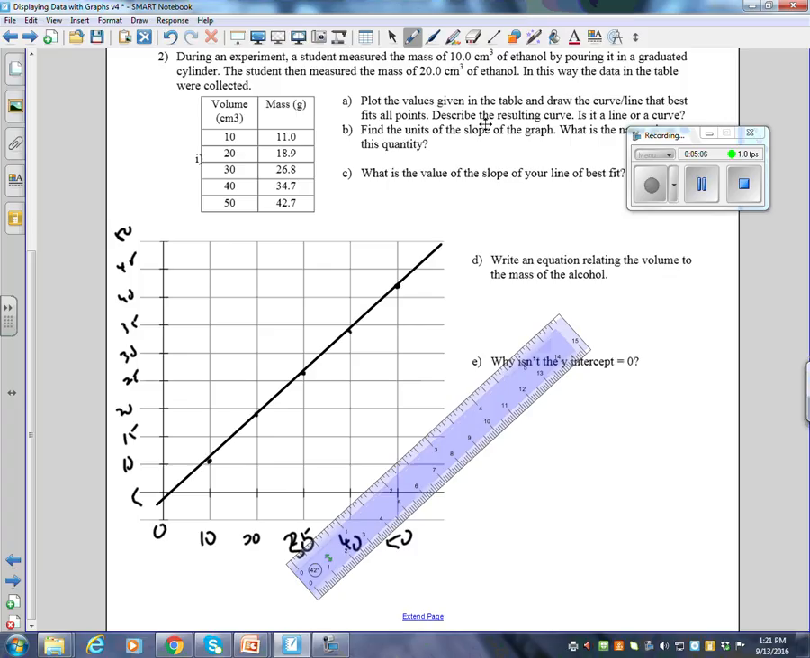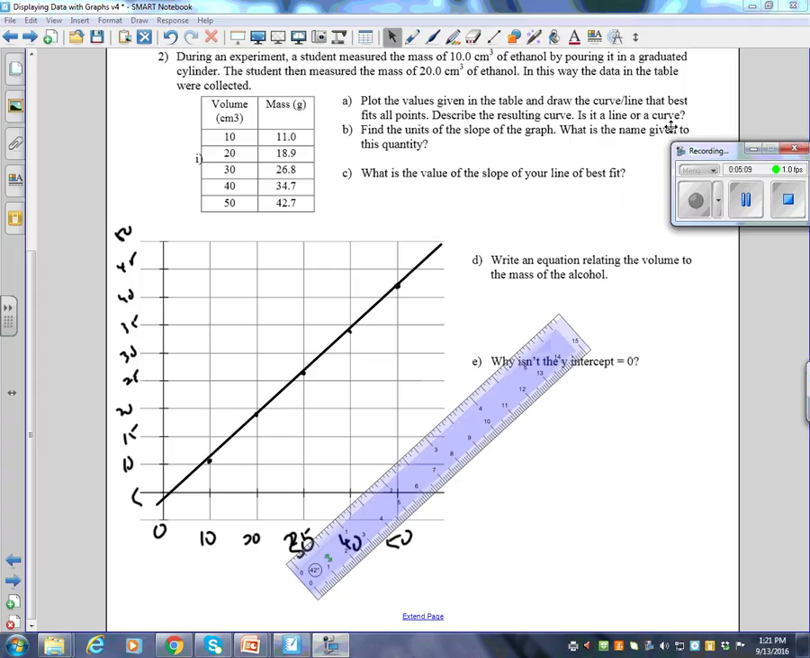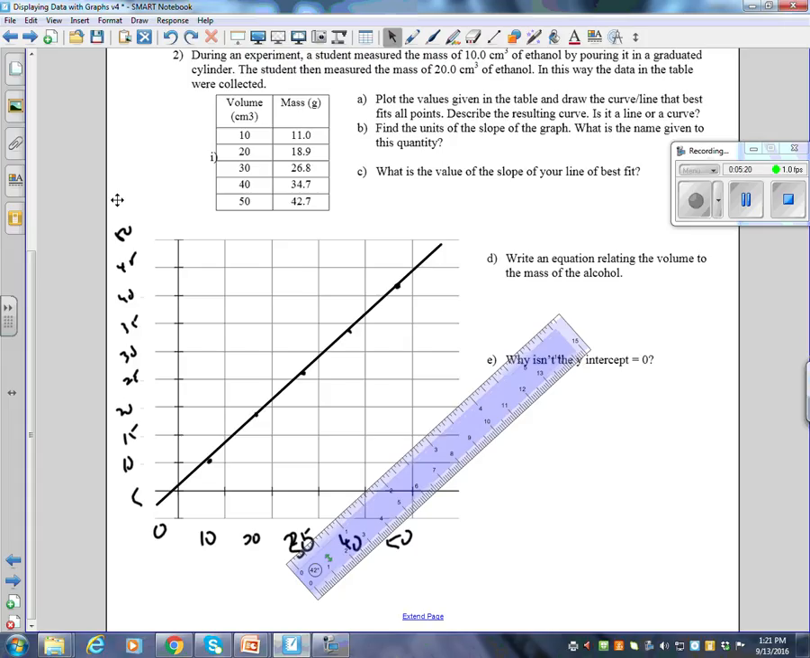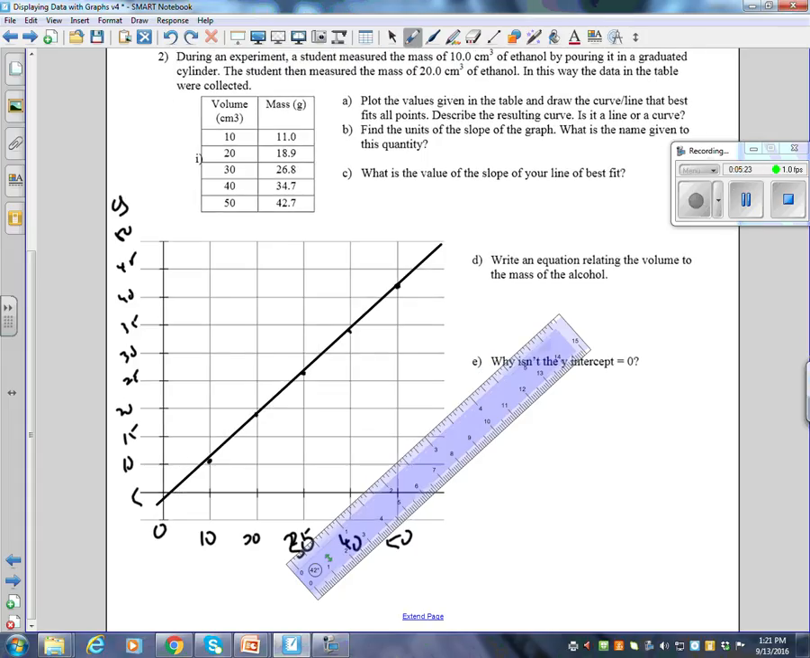Okay, so we've plotted them, we've drawn the curve. Describe the resulting curve. Is it a line or a curve? It's a line. Find the units of the slope of the graph, and what is the name given to this quantity? So the units are, the y is grams, and the x is cubic centimeters. So the units are going to be grams per cubic centimeter. And what do we measure in grams per cubic centimeter? Density. Right?